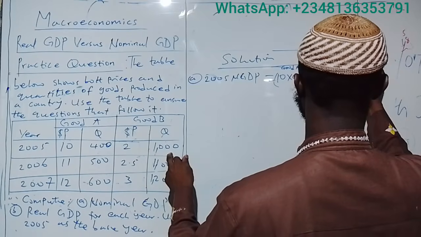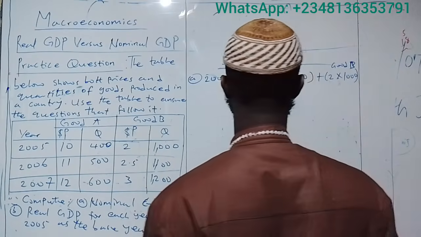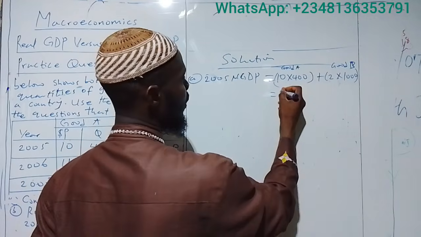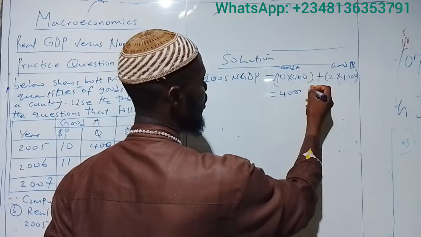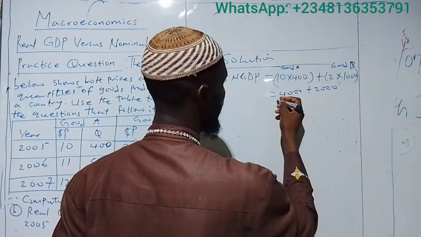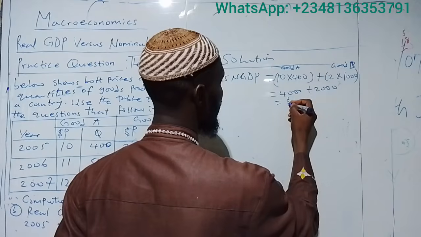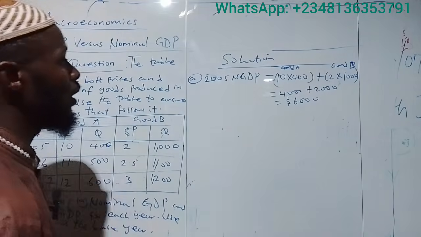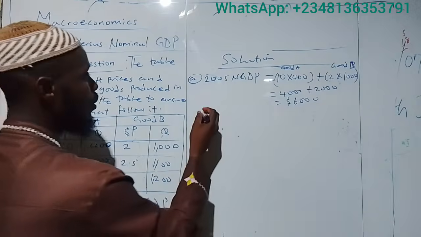I'm writing it there so that you understand the angle from which I'm coming. Here, when you multiply this, you have 4000, then plus 2000. So in other words, here you have $6,000. So this is nominal GDP in 2005.